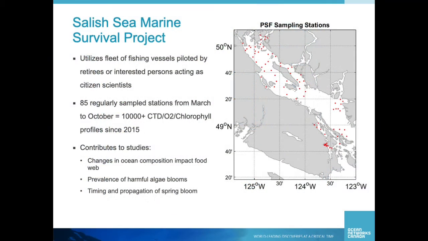The Citizen Science Program with the Pacific Salmon Foundation utilizes a fleet of fishing vessels piloted by retirees or interested persons acting as citizen scientists for wide-scale monitoring of the Salish Sea. This has resulted in over 10,000 water profiles since 2015.